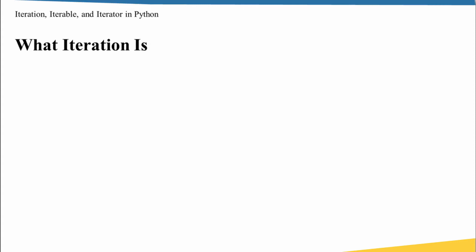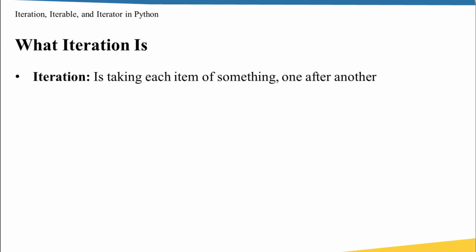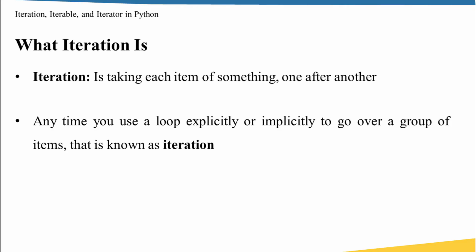First of all, let's start by defining what iteration is. Iteration is taking each item of something one after another, and usually we do that because I want to process these items somewhere in my program. In other words, anytime you use a loop explicitly or implicitly to go over a group of items, that's known as iteration. Now let's see the meaning of iterable and iterator.